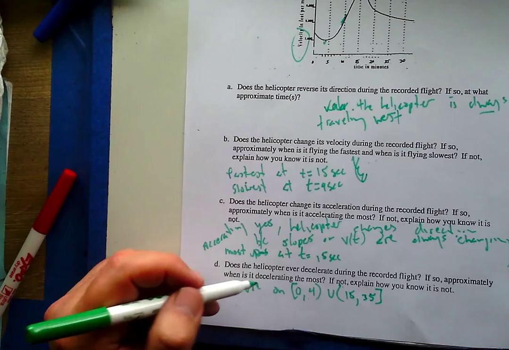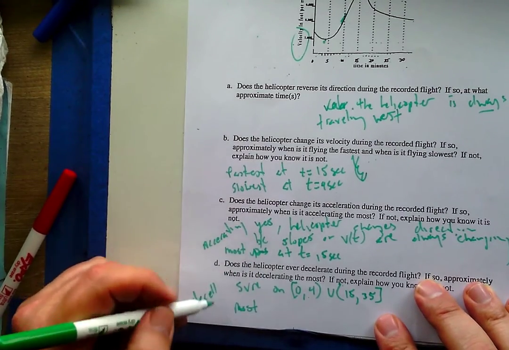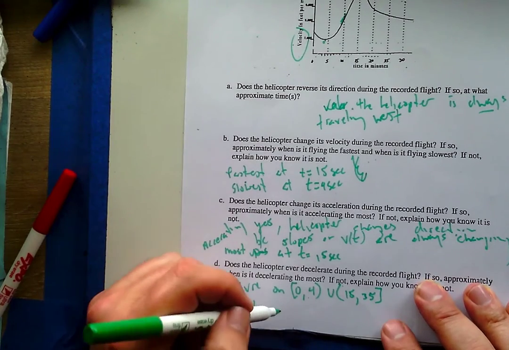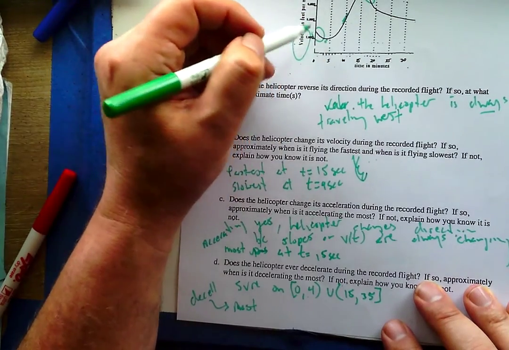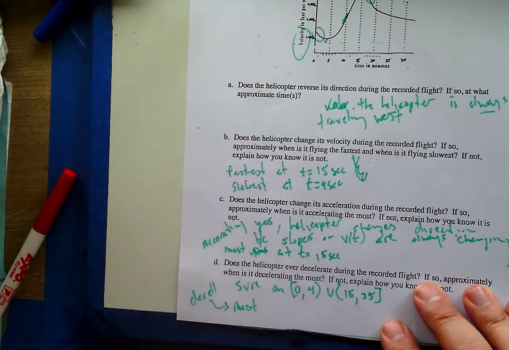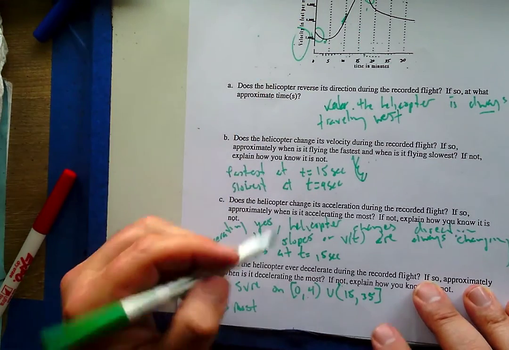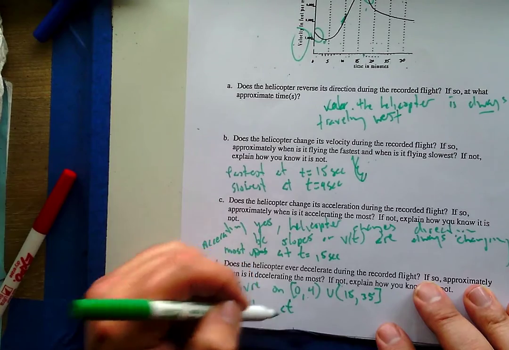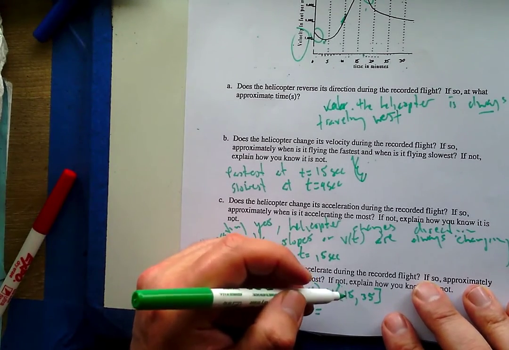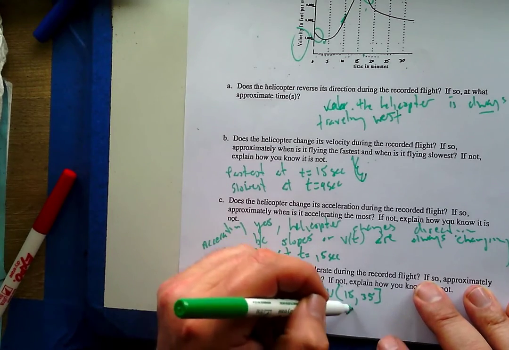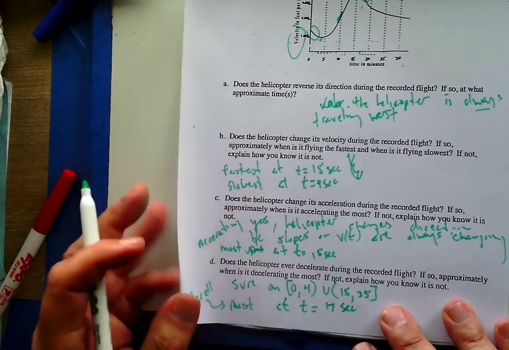Approximately when is it decelerating the most? Decelerating the most, that's when we have our most negative slope. I think that one. So I'm going to say about here, which I'm going to go with something like it's decelerating most at t equals 17. If you said 18, that would be fine with me. And we don't need to say what the acceleration is.